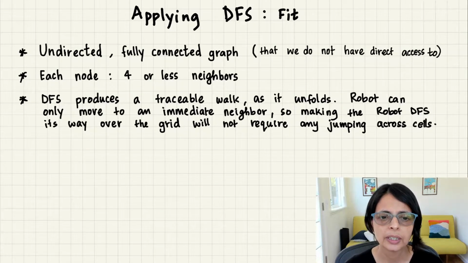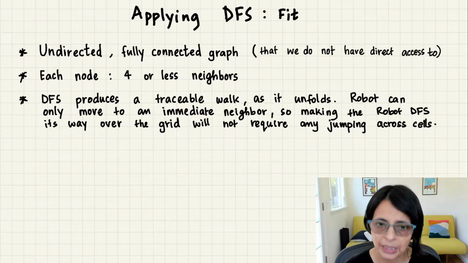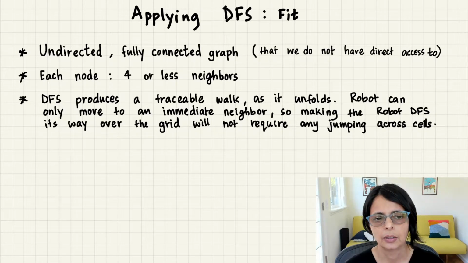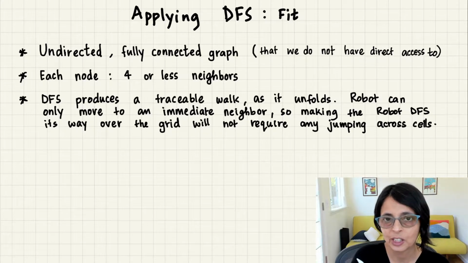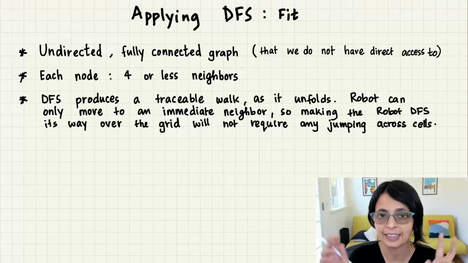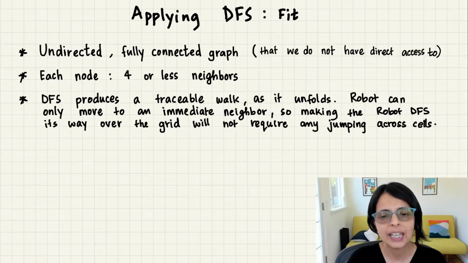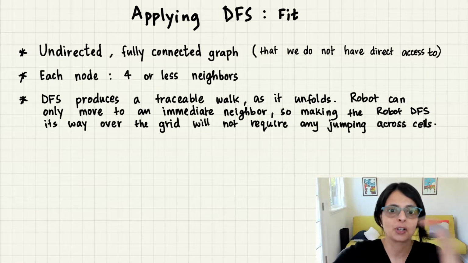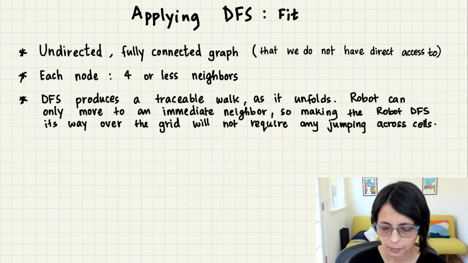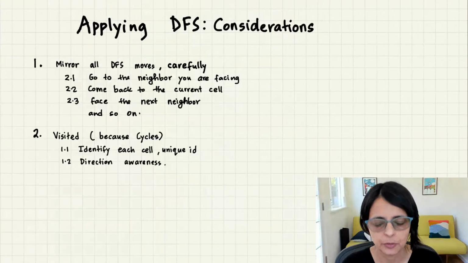So the robot can only move to an immediate neighbor, meaning that if we make the robot go over the free cells in a DFS way, we will never require the robot to jump across the cells. Okay, so it's a decent fit.